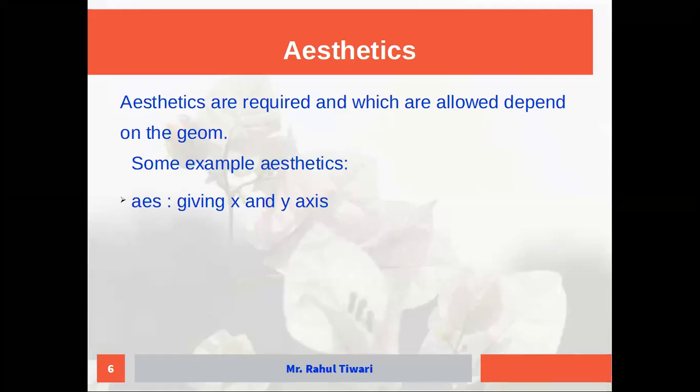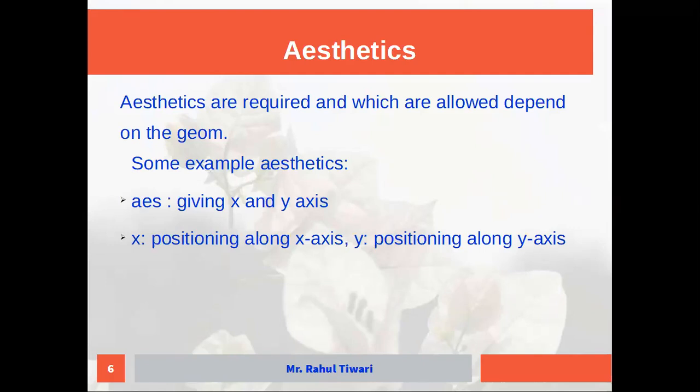So the first one is aes, axis. Okay, this is called aes. This is for giving the x and y axis. Whenever you want to include an axis like x-axis or y-axis, we have to use the command aes, which is called aesthetics. Then we have given positioning along with the x-axis. If you want to write the title of the x-axis, then you are supposed to write x-axis. So we will see how it works.